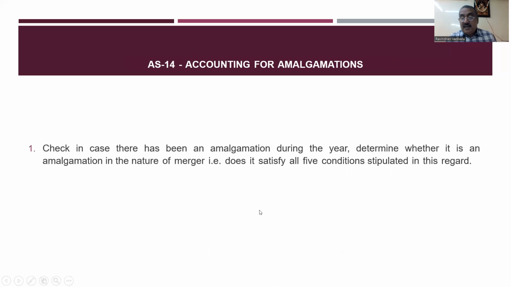So check, in case there is an amalgamation during the year. Suppose there is an amalgamation, determine whether it is an amalgamation in the nature of merger, and whether it satisfies all 5 conditions stipulated. These 5 conditions we have already discussed.